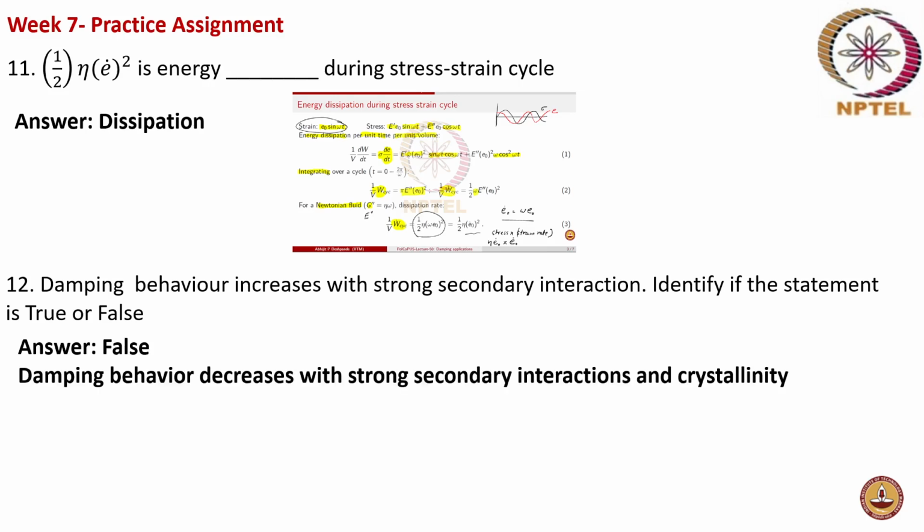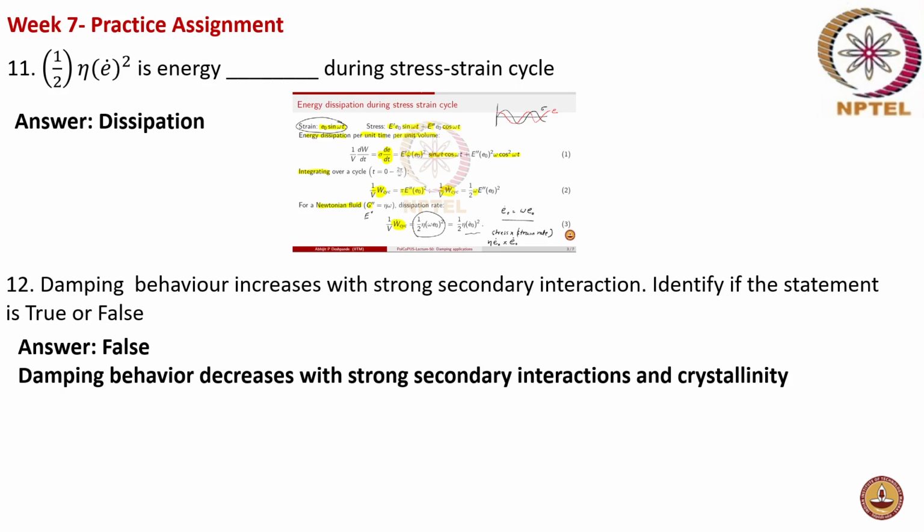The statement that damping behavior increases with strong secondary interaction is false. Damping behavior generally decreases with strong secondary interactions and crystallinity. For example, in the case of cellulose, you have a lot of hydrogen bonding, so the ability to dissipate energy is lower.